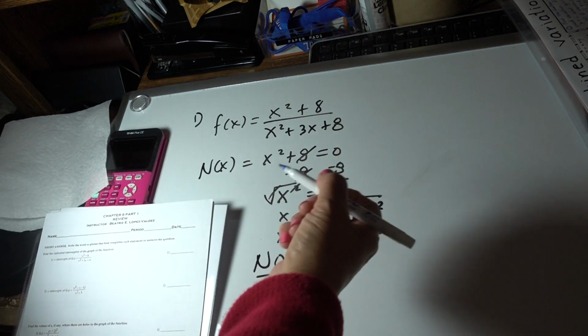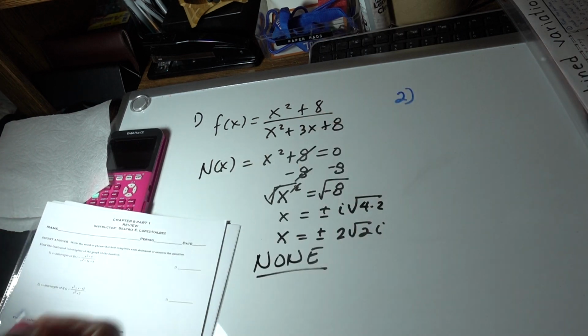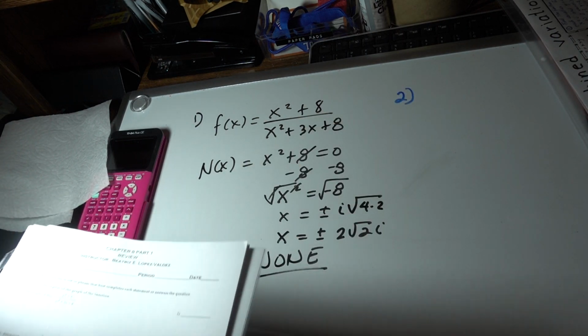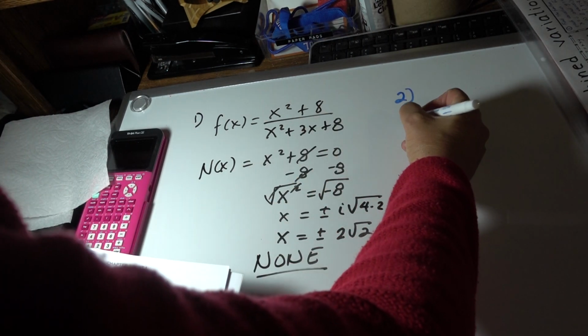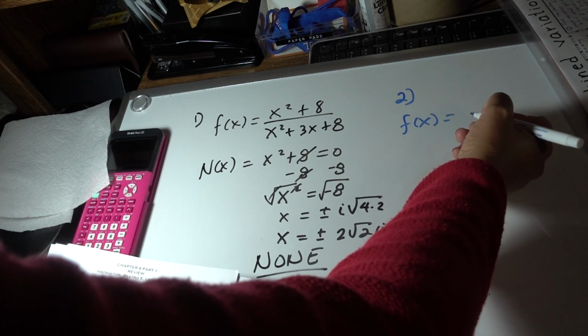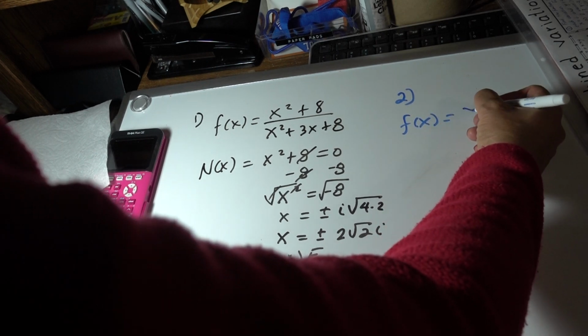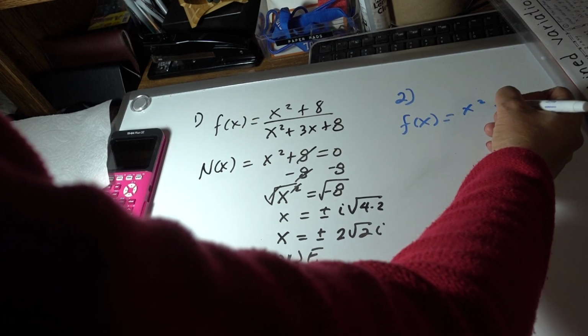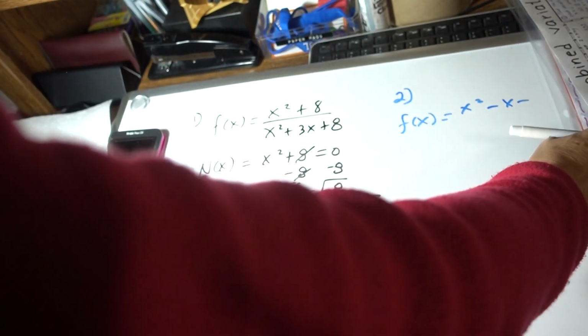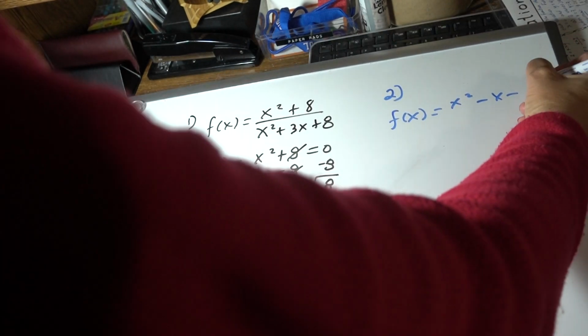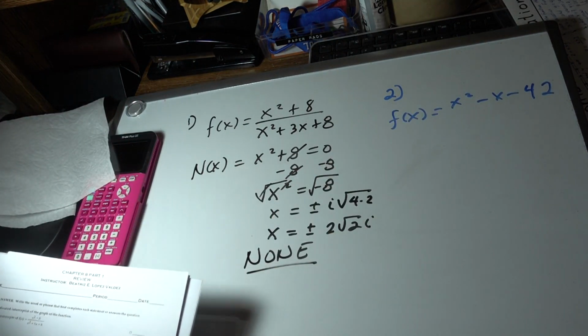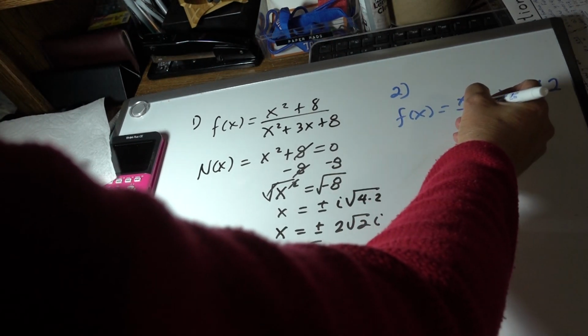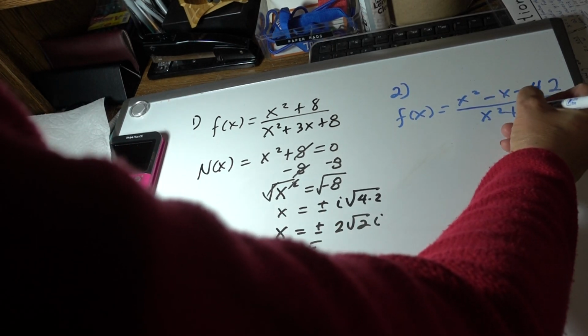I'm going to change my colors here. Number 2 is going to be f of x equals x squared minus x minus 42, over x squared plus 5.